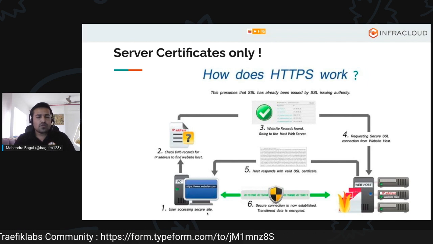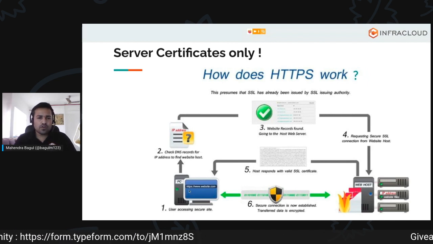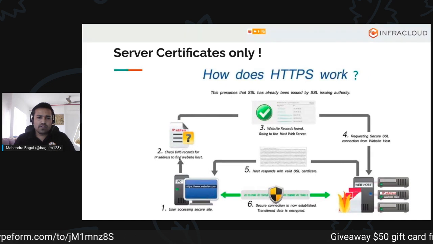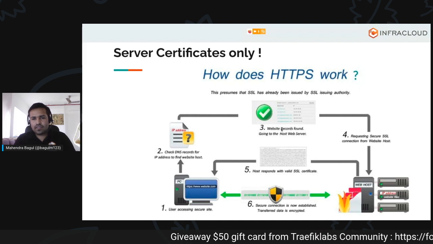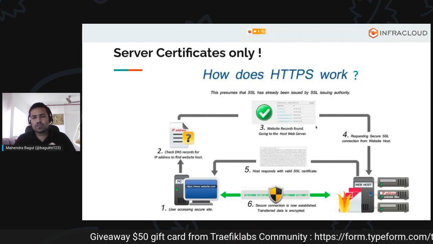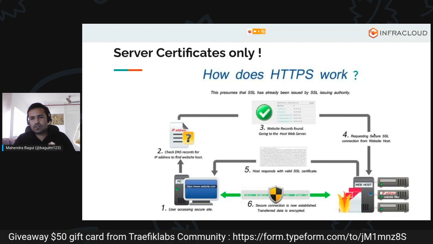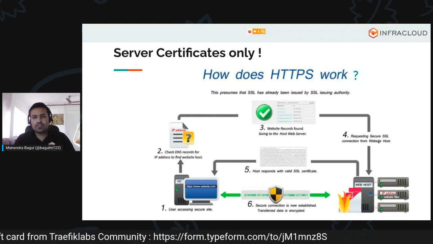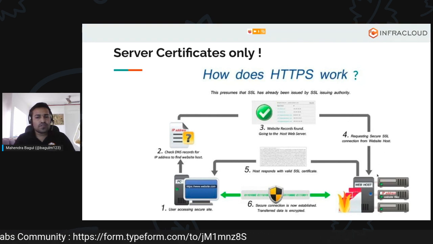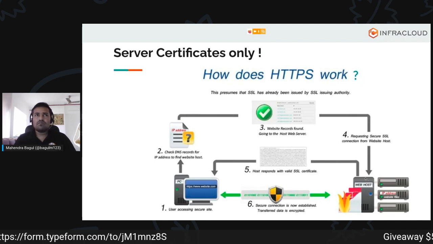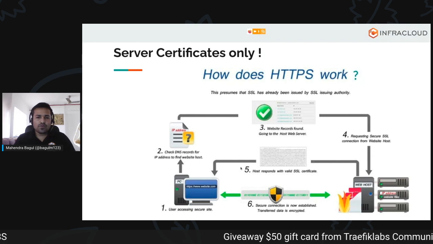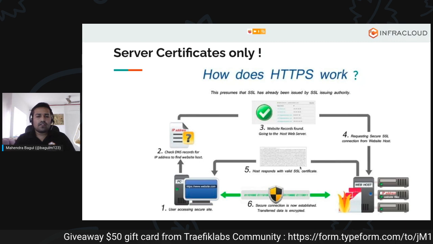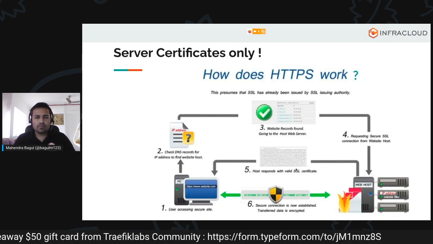So user is accessing a secure website, for example, www.facebook.com. Then the DNS records for that website or domain name are checked. Then the IP address is retrieved, right? And then website records found and going to the host web server now. And now when that happens, the browser also requests the secure SSL connection from the website host. So website host means the facebook.com server, right? And then that facebook.com server will basically send you the certificate, a valid one, right? If it is not valid, then you will see the red buttons. You might have seen that error.